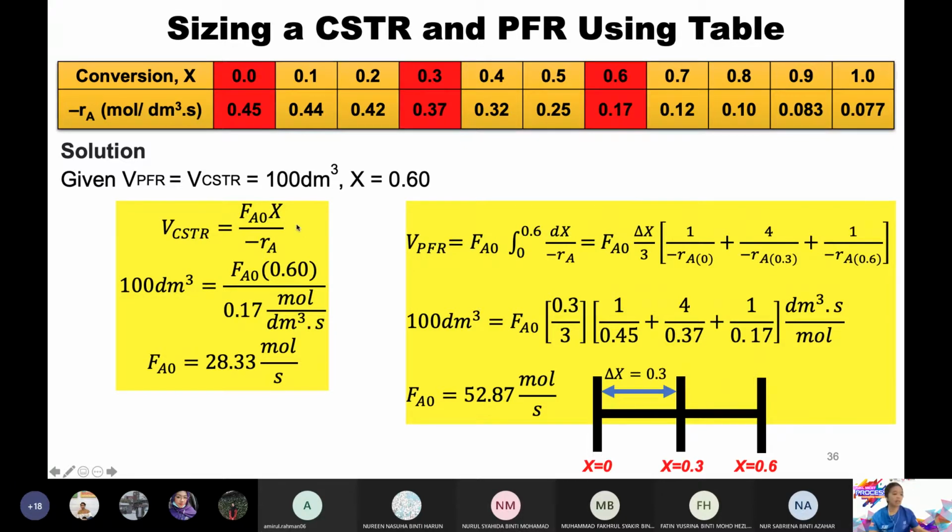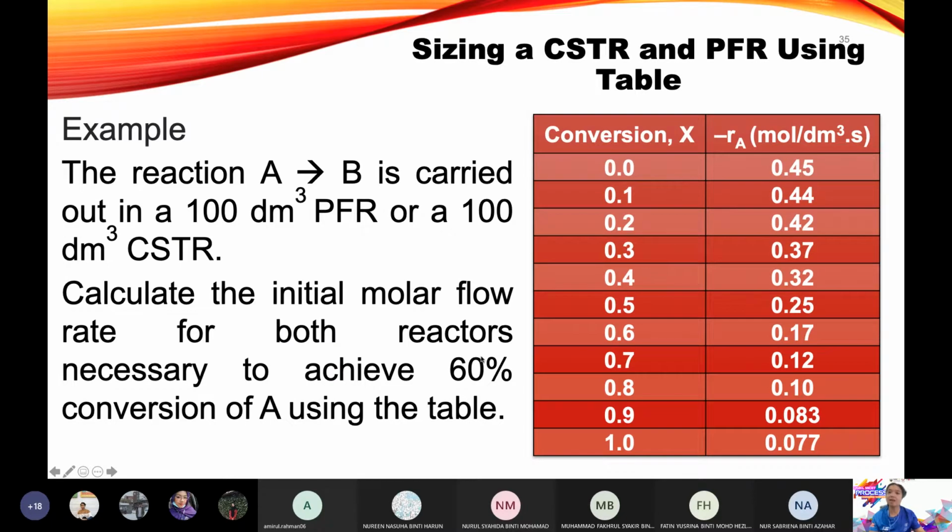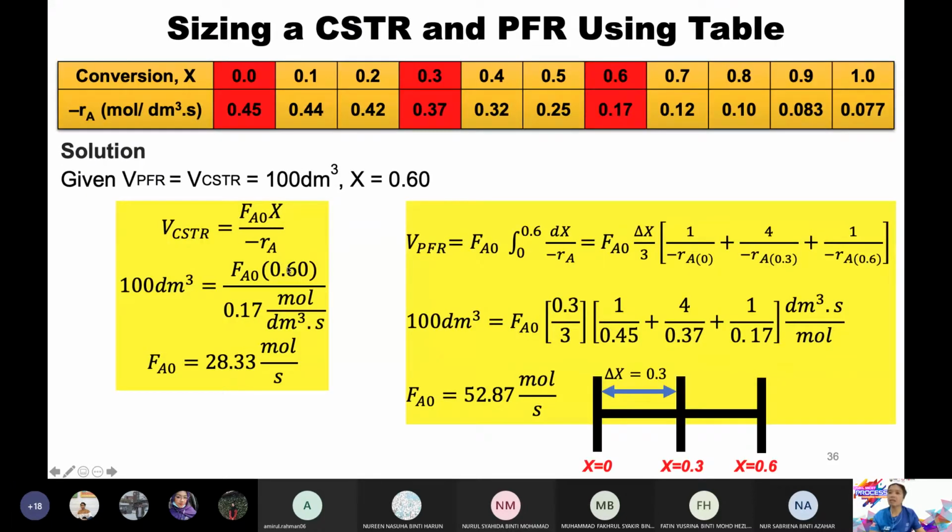My X, they say the conversion is 60%. My desired X is 0.6. At the bottom, my minus RA when my X is 0.6. So when my X is 0.6, my minus RA from the table is 0.17. So you divide by 0.17. Okay, you're left with FA0. So as I always told you, try to do unit cancellation. So you can see kalau saya buat unit cancellation, I can only cancel dm cube. I'm left with mole per second.